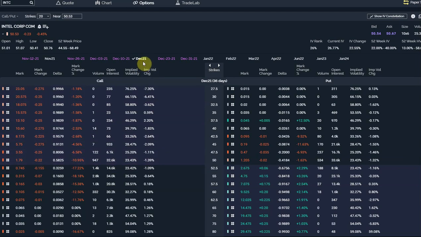What did I buy? I bought December 52.50. I paid under 40 cents for it. Under 40 cents. I'm going to round and say I paid 40 cents. And then the move came. Boom. The 40 cents turned into $1. So I more than doubled my money.